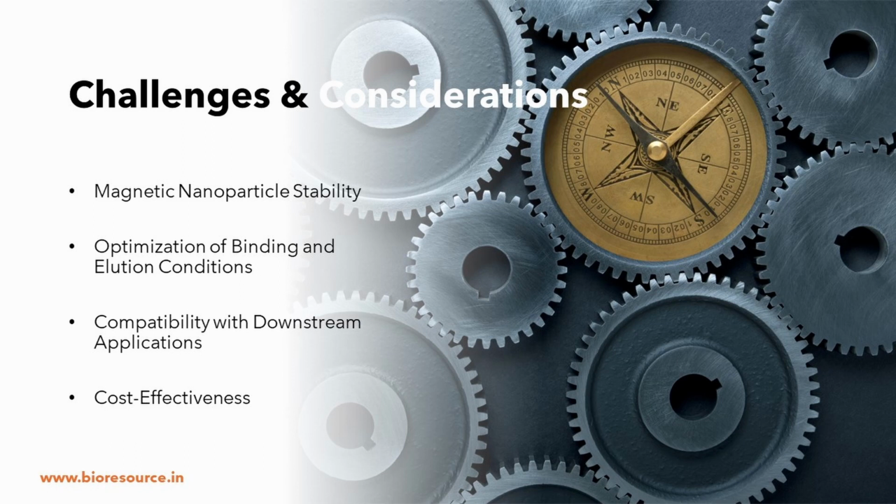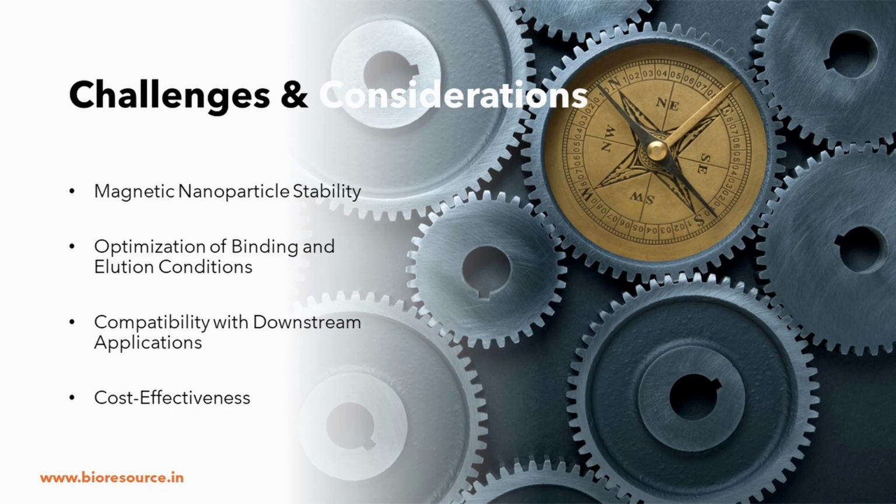Aggregation means MNPs can clump together if not properly stabilized, and this can hinder their ability to interact with the nucleic acid and affect the separation efficiency. So this is one of the problems: the clumping effect or aggregation of the nanoparticles can impact the nucleic acid binding efficiency, and MNPs can degrade or lose their magnetic properties over time. So proper storage conditions and choosing MNPs with good stability is very crucial for consistent performance. These are some of the challenges, the stability.